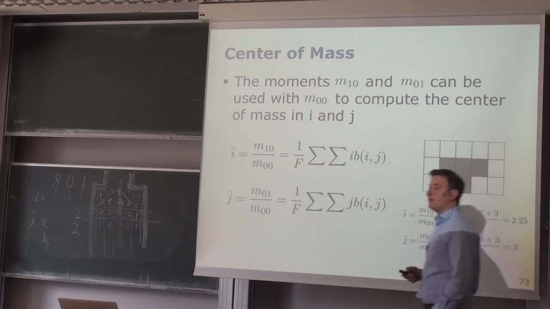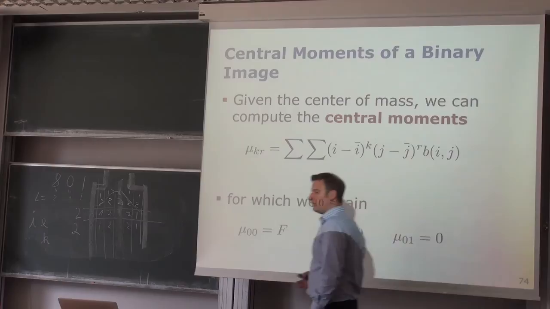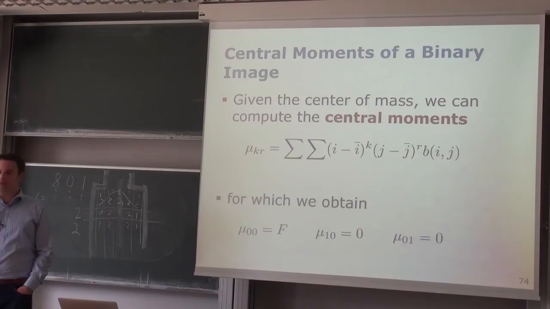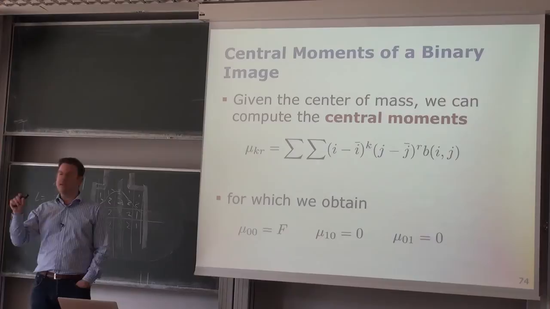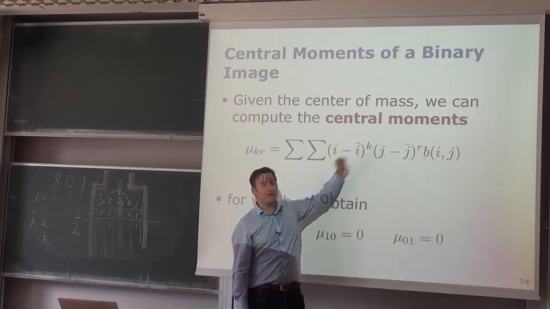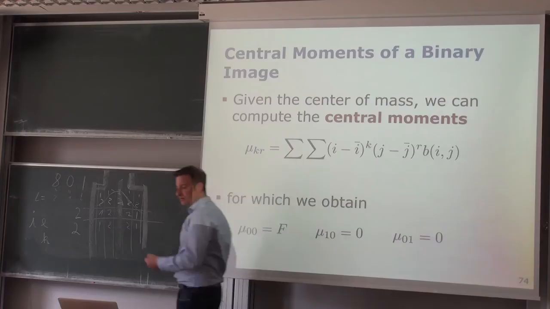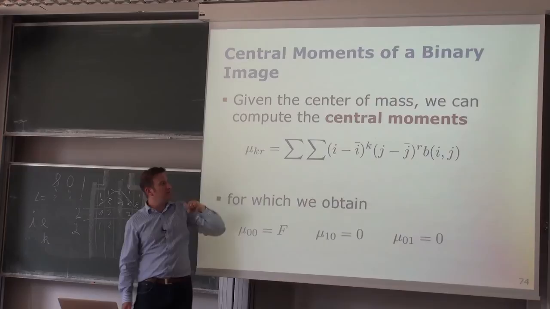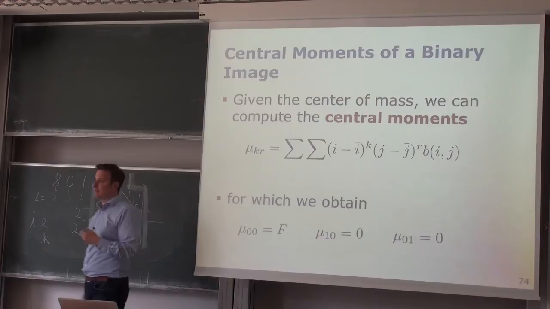One of the elements are the central moments. These are those moments where I subtract the individual indices, the x or y locations, or row and column indices, by the mean. It's exactly the same equation I had before, except that I add I minus the center of mass in I, and J minus the center of mass in J. So these are the central moments. And if I take the central moment 0,0, I again end up getting the area, because the area doesn't change if I just change my location.